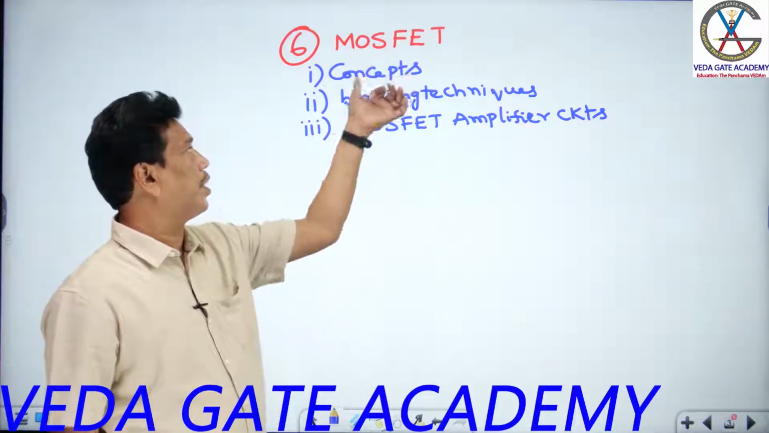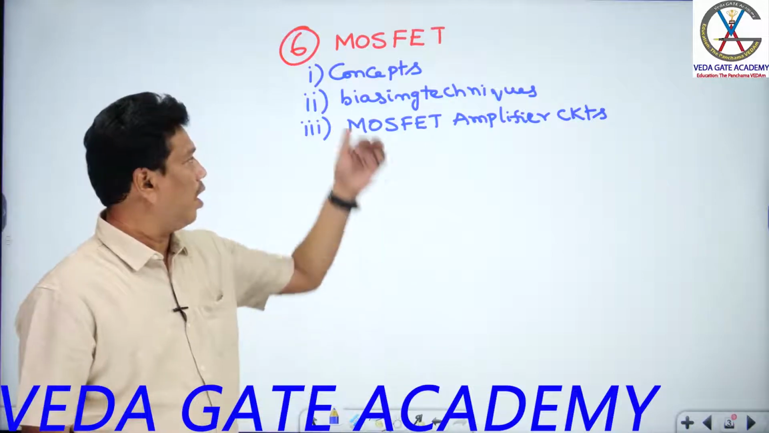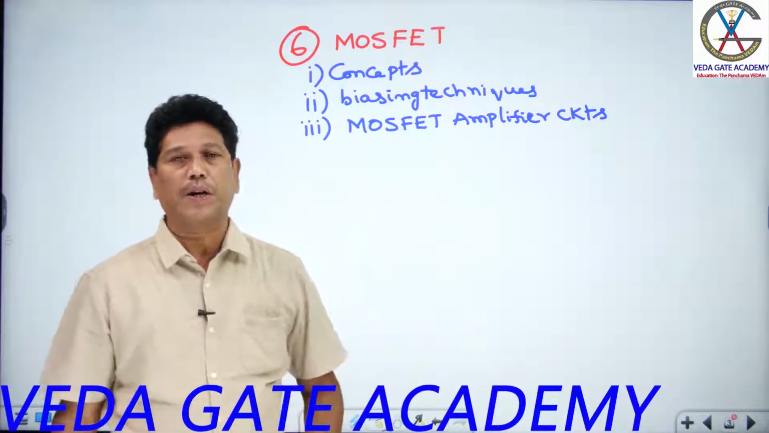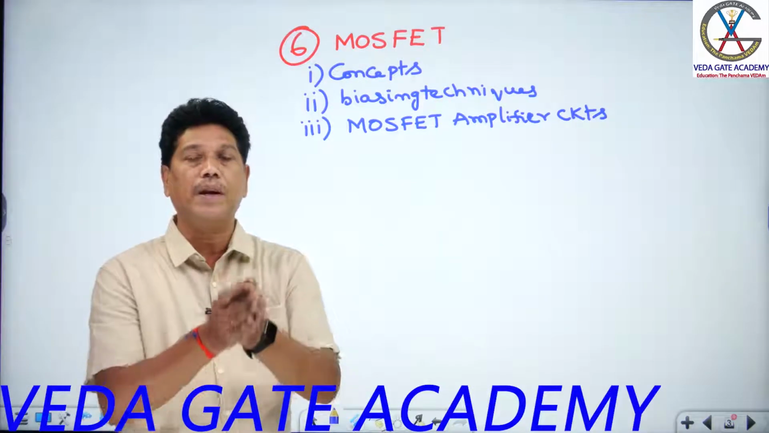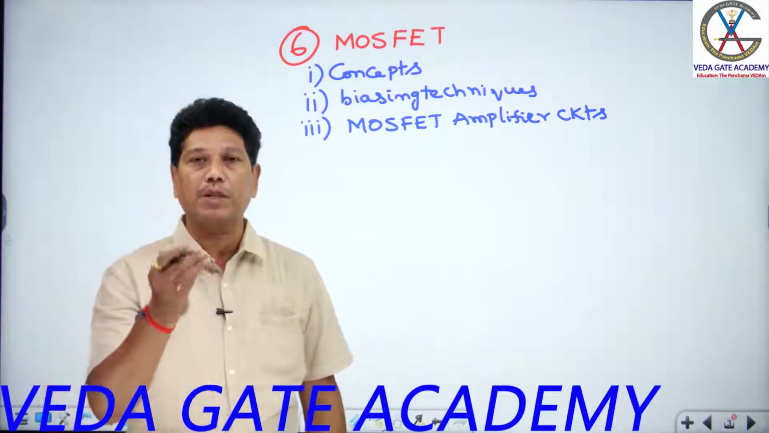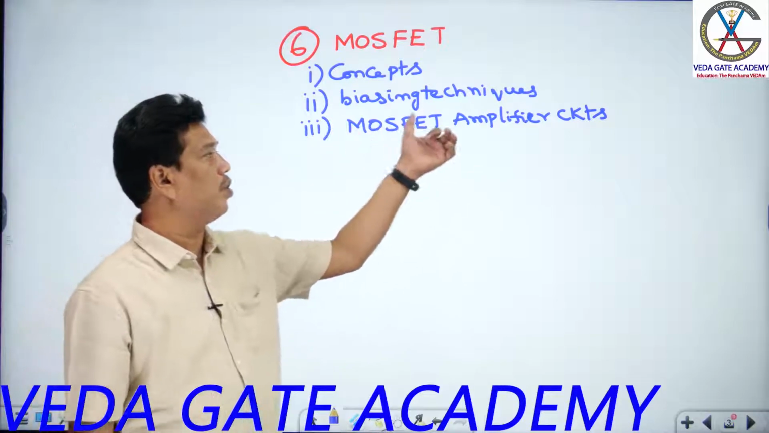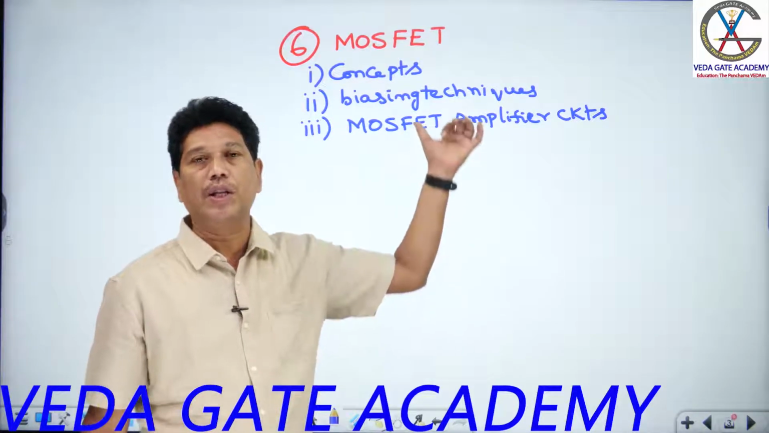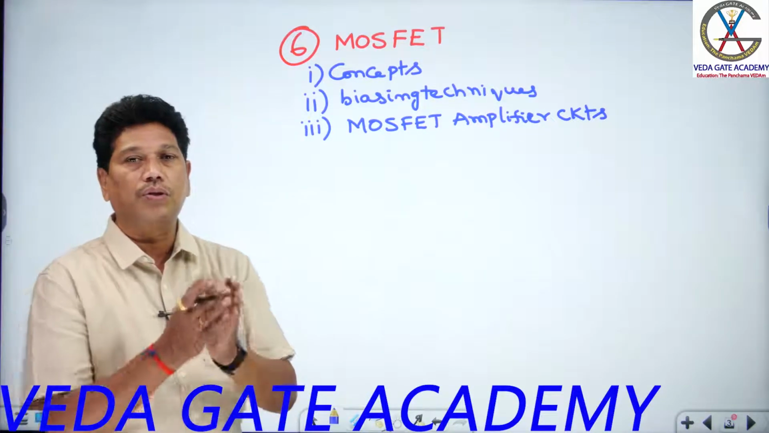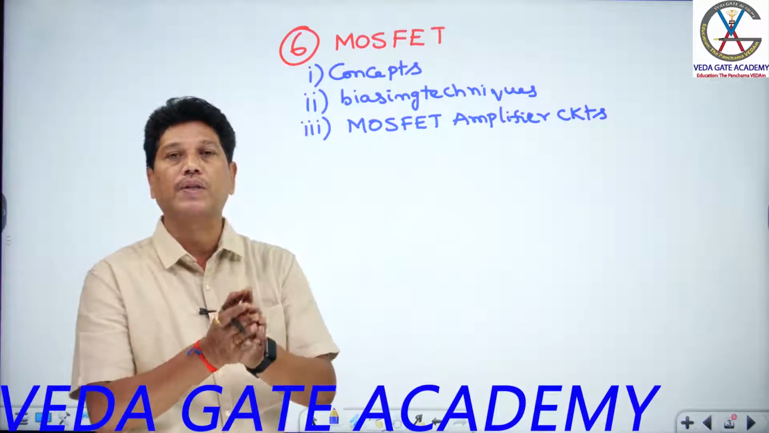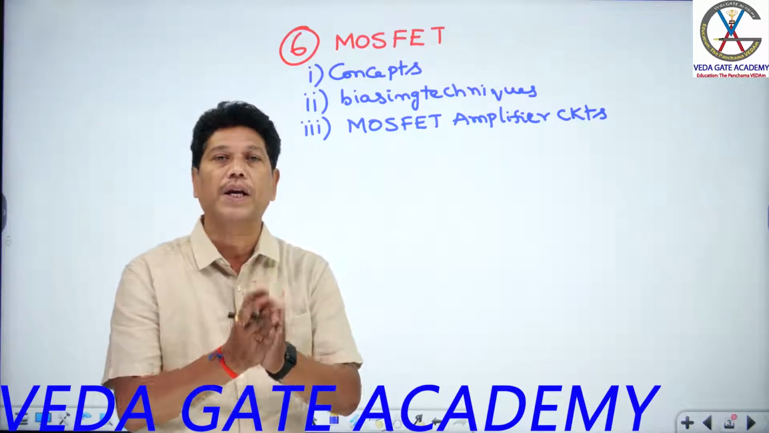So under MOSFET, you can discuss the concept of MOSFET, and next you can discuss the biasing techniques. But biasing techniques of MOSFET are too simple compared to BJT. Why, sir? Because MOSFET is quite stable compared to BJT, students. As well as how to design an amplifier circuit using MOSFET, all this you are going to learn. So these are the concepts that you can discuss in analog circuits for the GATE exam.